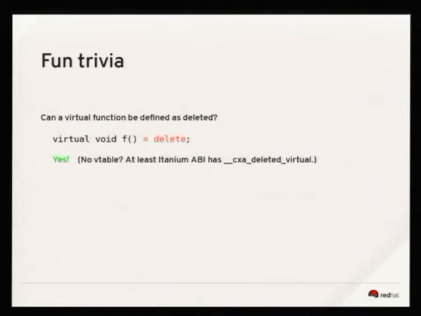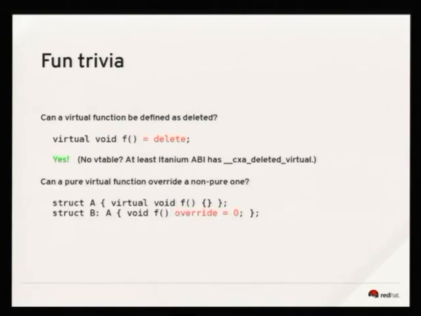I don't know. It actually also doesn't result, and I thought maybe that would result in a class with no vtable, just the RTTI information, but actually at least the GCC and then Clang ABI does have a slot there to this deleted virtual stub that then aborts your program if it should ever be called.